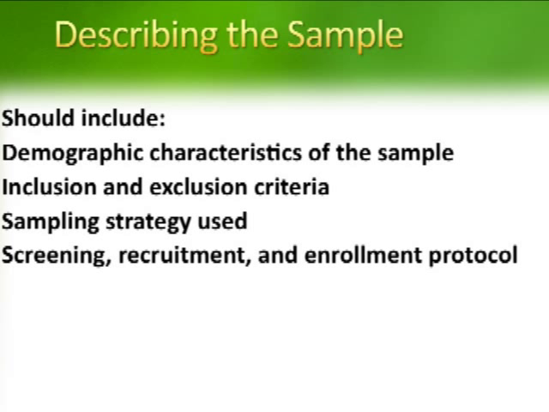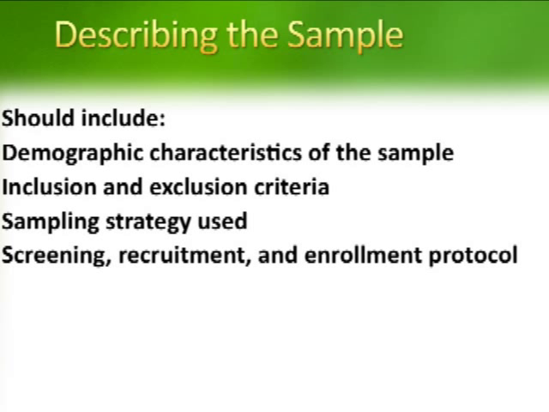Describing the sample. When you describe the sample, you should use the demographic characteristics. You should also have inclusion and exclusion criteria. The sampling strategy should be discussed, and you should talk about the screening, recruitment, and enrollment protocol. And I'm going to tell you, in reality, the demographic characteristics and the inclusion and exclusion criteria are usually within the article, but they usually don't talk about the sampling strategy. You kind of got to figure that out.